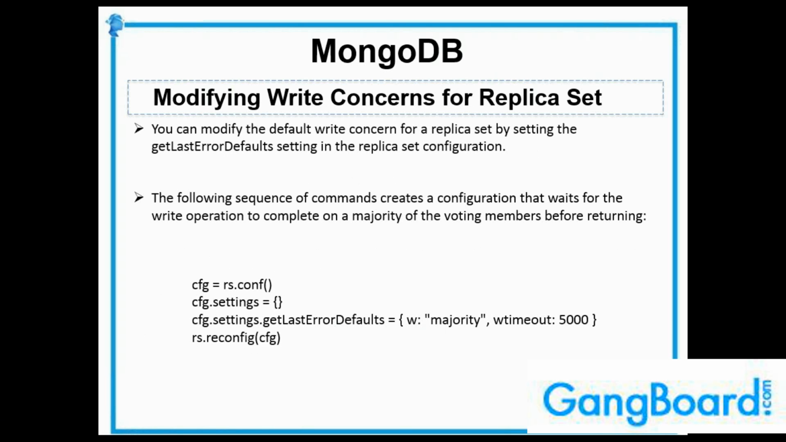Majority means if you have 3 nodes, it will try to write to 2 nodes. If you have 5 nodes, it will try to write to 3 nodes. It will check for the majority of nodes, then it will write, and then it will give you acknowledgement. So this is the setting for all the transactions in the replication.